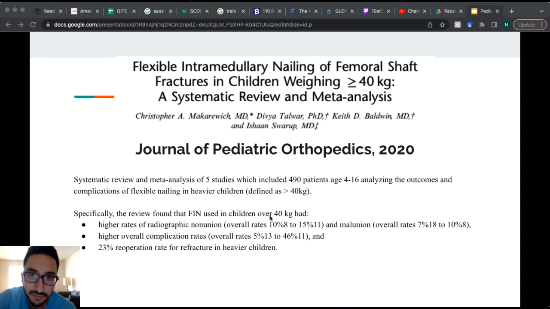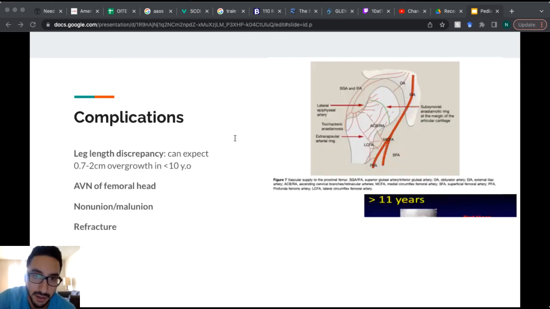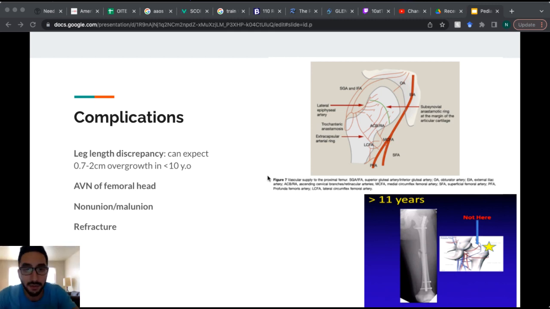Different people do different things, and this is a study that might lead you to perhaps a bridge plate or a rigid nail in a heavier patient. In terms of complications, your biggest one is going to be leg length discrepancy, and actually what you're going to see more often is overgrowth. You can expect 0.7 to 2 centimeters of overgrowth in children less than 10 years old, which is why they have a high tolerance of up to 2 centimeters of shortening, because that limb will overgrow. Additionally, AVN of the femoral head, especially if you're using a rigid antegrade nail. Also non-union, malunion, as well as refracture.